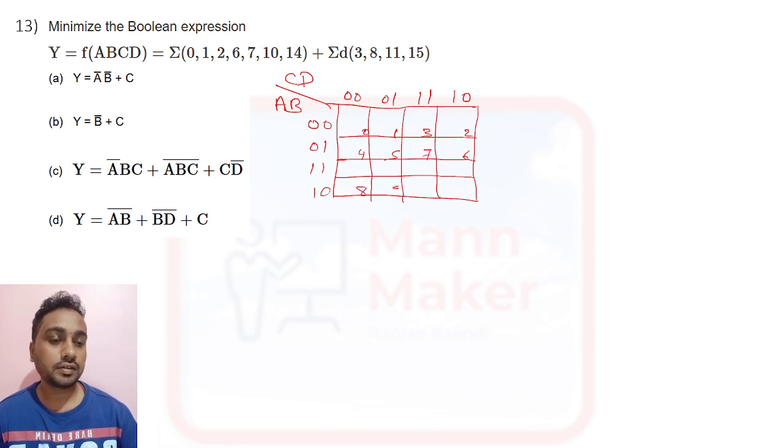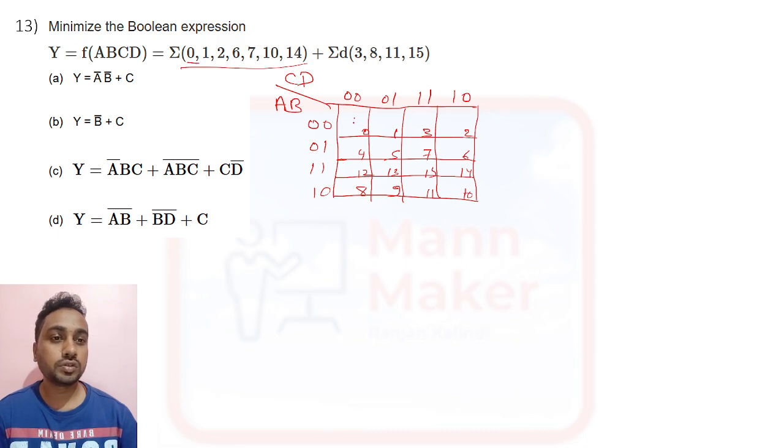This is 8. This is 9. This is 10. And this is 11. This is 12, 13, 14, and 15. So like this we are writing a K map. Okay. So here you can say this thing we have to write in a K map.